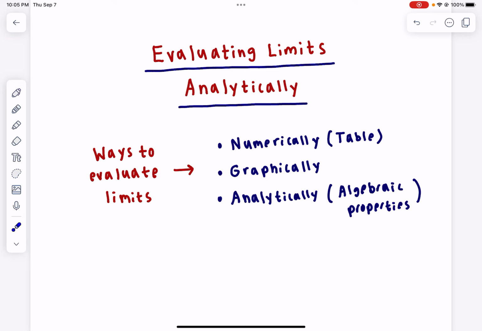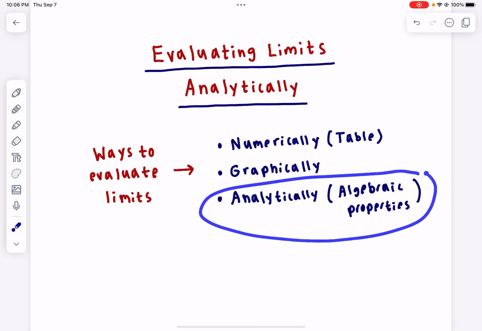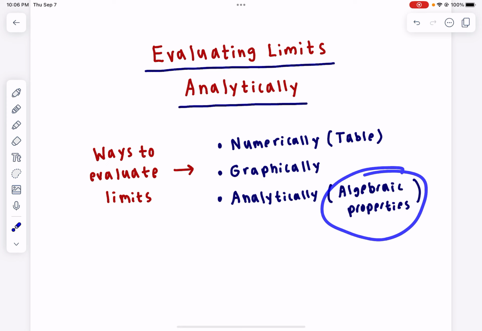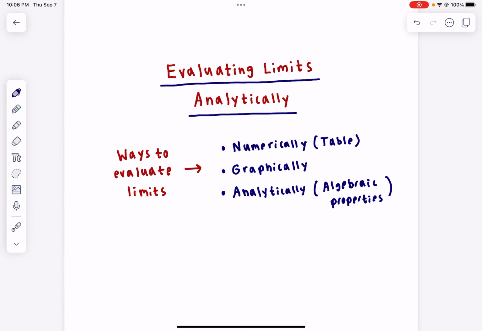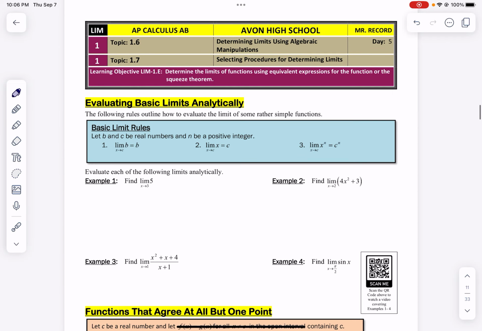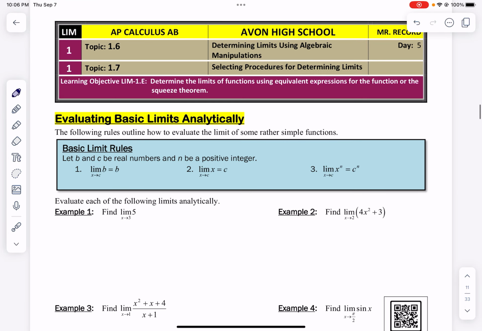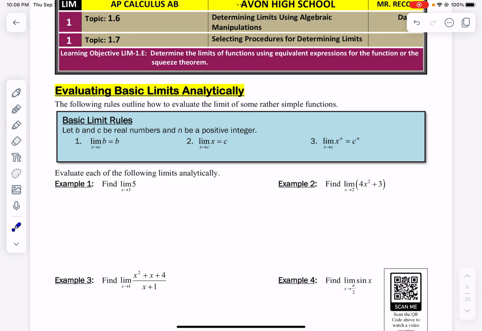So all the stuff, all of the knowledge that we have learned back in Algebra 1, in Algebra 2, and a part of pre-calculus is really going to help us evaluate limits analytically using our knowledge of algebraic properties. So let's jump right into the lesson for today. If we refer back to our guided notes, this is page 10. So once again, we'll be talking about evaluating limits analytically. So let's jump right in here.